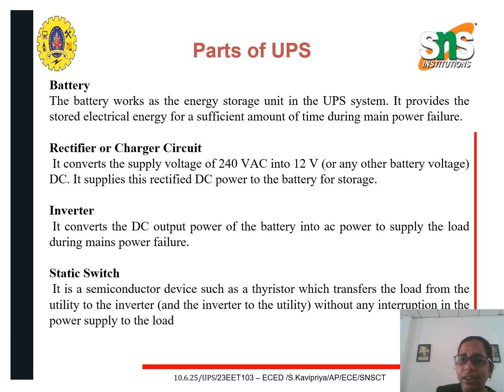Next is the rectifier. The rectifier converts the AC to DC. The converted DC is stored in the battery. The inverter gets the output from the battery, which is DC, and converts it back to AC and supplies it to the load. And next we have a switch. The switch transfers the load between the utility and the inverter.